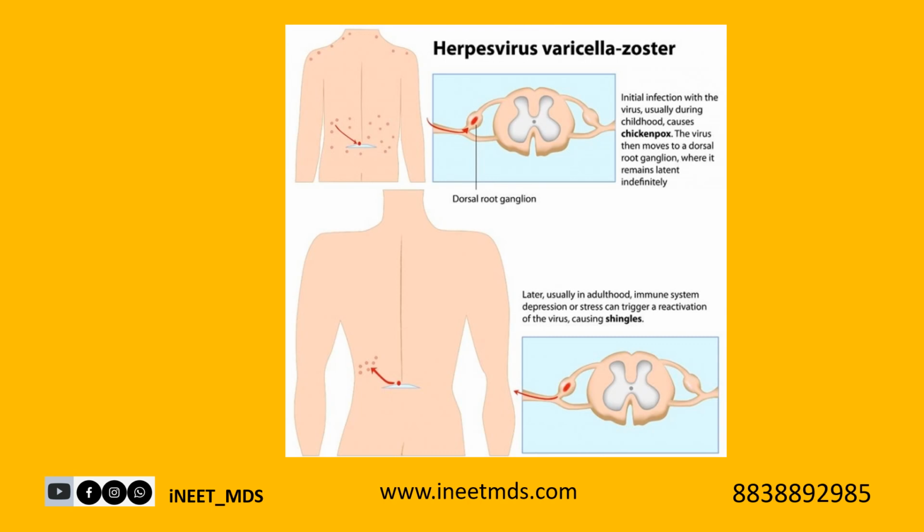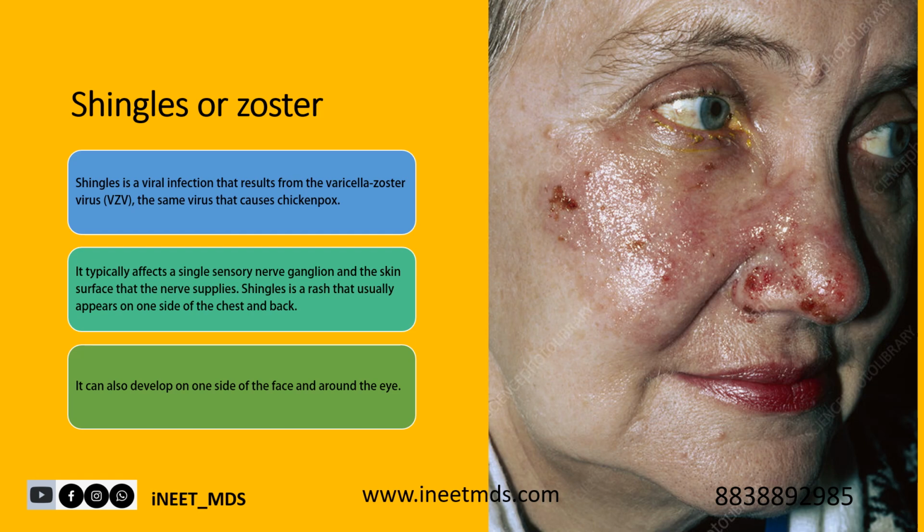Then later on in adulthood, when the immune system is depressed or any triggering factor like stress occurs, it will cause reactivation of the virus, and that will lead to a condition called shingles. So shingles, or zoster, is a viral infection that results from a reinfection of varicella zoster virus. So remember, the primary infection is chickenpox. The reinfection of varicella zoster virus is called shingles or zoster.